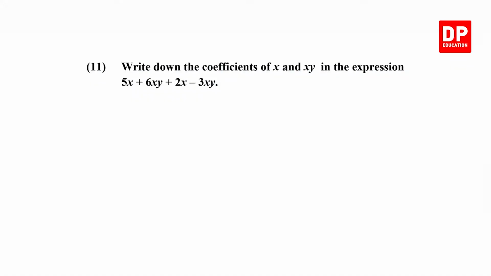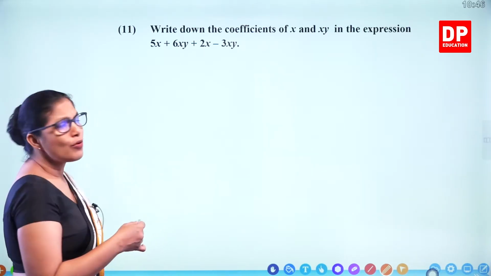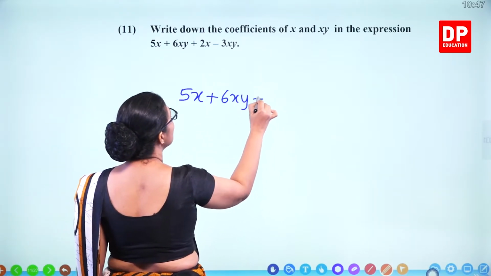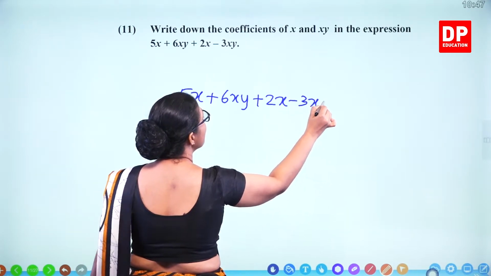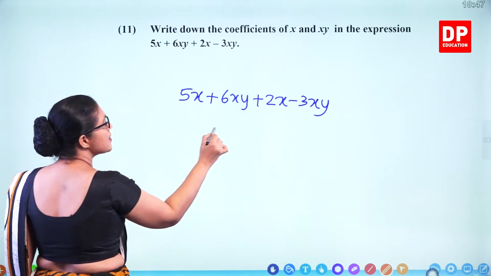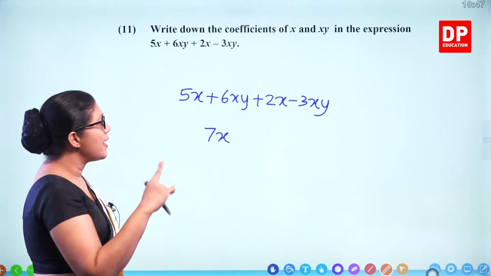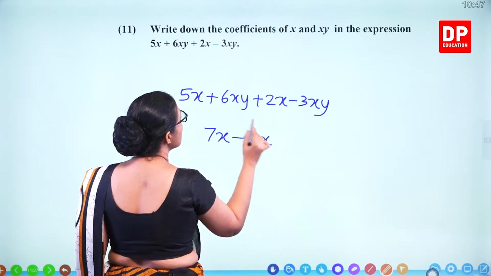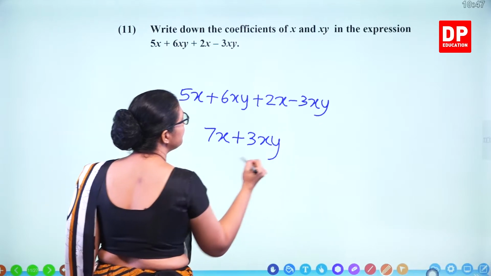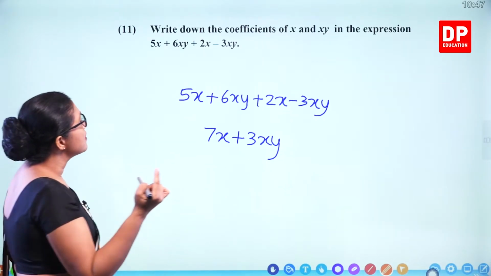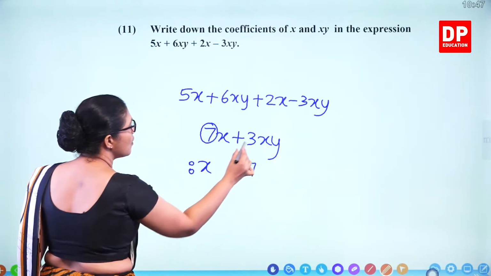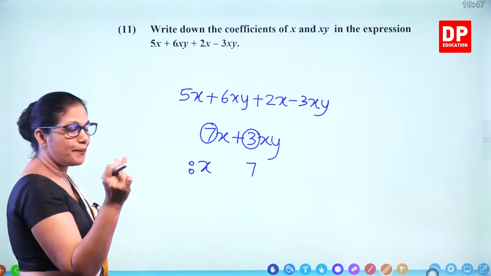Question number 11. Write down the coefficients of x and xy in this expression. So you can simplify like terms. So x terms first. 5x and 2x, 7x. 6xy and minus 3xy, 6 minus 3, 3, that's plus 3xy. Now, what is the coefficient of x? Coefficient of x is 7. Coefficient means the number in front of the term.